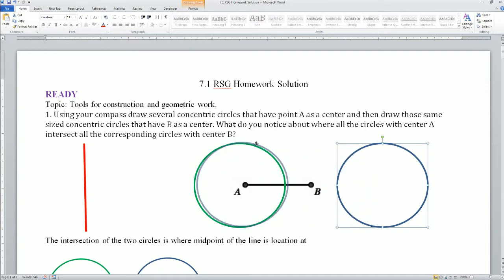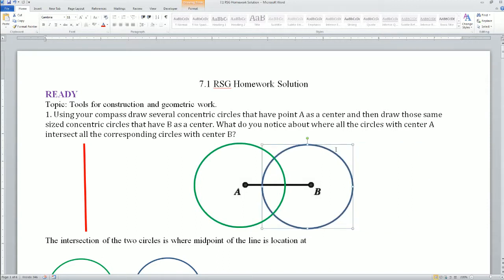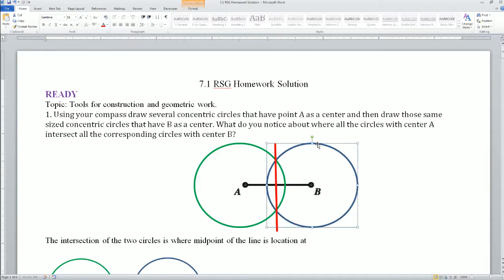Notice it's the same size, and it's also supposed to be in its center. Then we should notice that its intersection is right there. The intersection of the two circles is where the perpendicular bisector is created, because it creates two equal pieces on both sides, and it creates a 90 degree angle with the line. That's why it's called a perpendicular bisector.